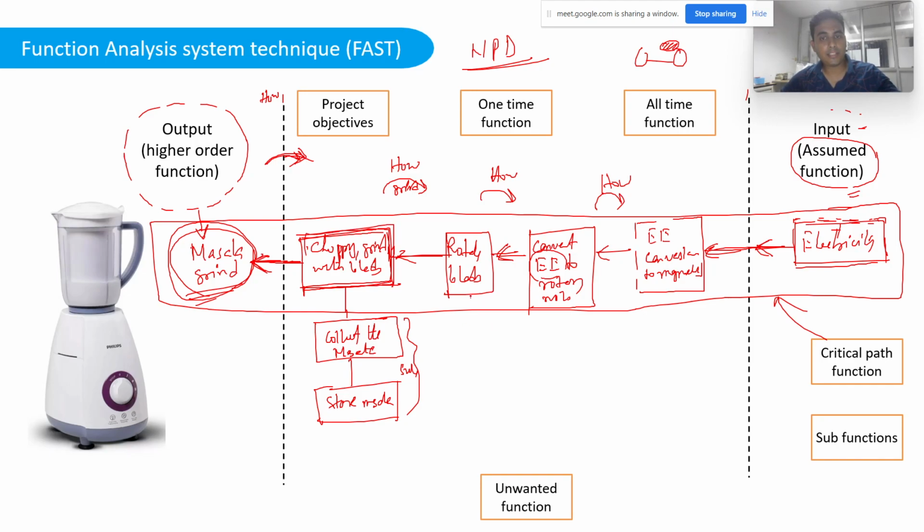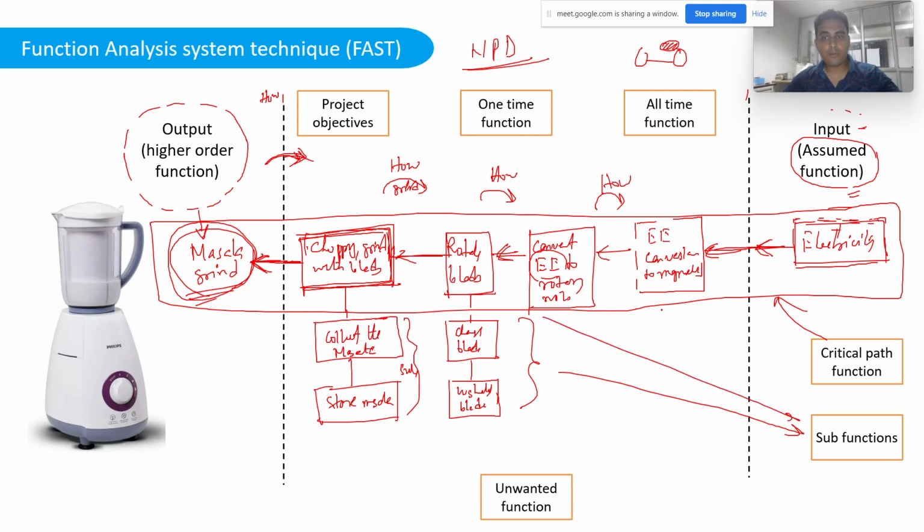Similarly, for rotating blades, there can be sub functions like the blade should be removable, because for different spices or different food products, you need to change it. It should be able to change the blade. So: change blade. It can be a fixed blade, or it can be a washable blade. All these functionalities which come under these critical functions are called sub functions.